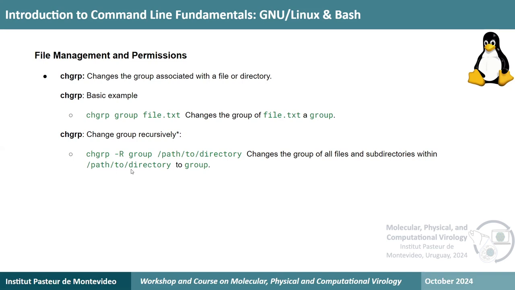To apply a group change to an entire directory and all files inside, we use the minus R option. Here, this command changes the group for the directory and everything inside it, including subdirectories and files, obviously. So, finishing this first part, why group ownership matters. Assigning group ownership simplifies file sharing in collaborative environments. It allows all users in a group to access the necessary files without having to manually adjust permissions for each individual user. So the chgrp command helps maintain organized and secure group access across multiple files or directories.